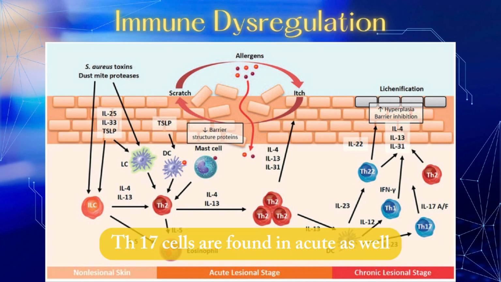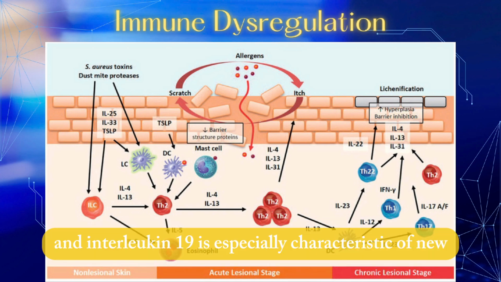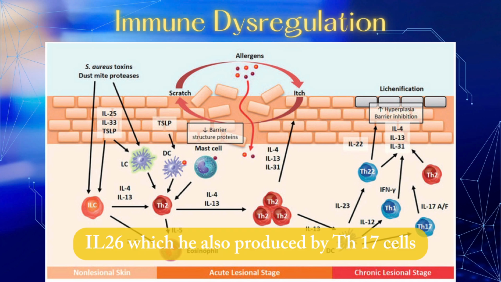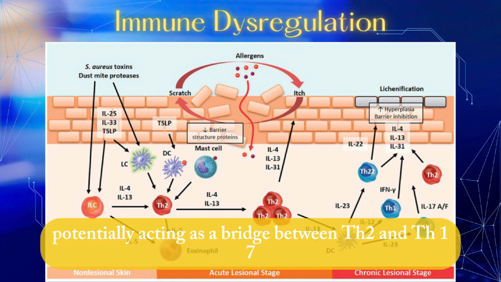Th17 cells are found in acute as well as chronic AD lesions, and production of interleukin-17 and interleukin-19 is especially characteristic of new-onset pediatric AD. Interleukin-26, which is also produced by Th17 cells, induces production of Th2 and Th17-associated cytokines, thereby potentially acting as a bridge between Th2 and Th17 responses.